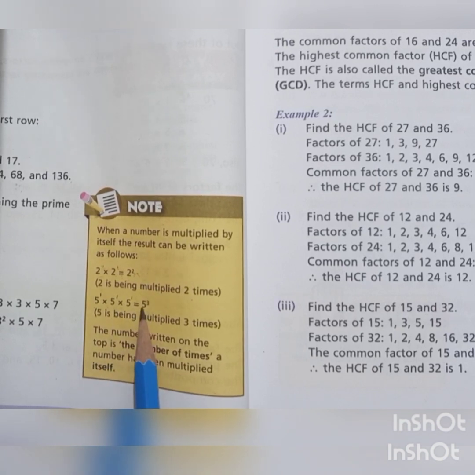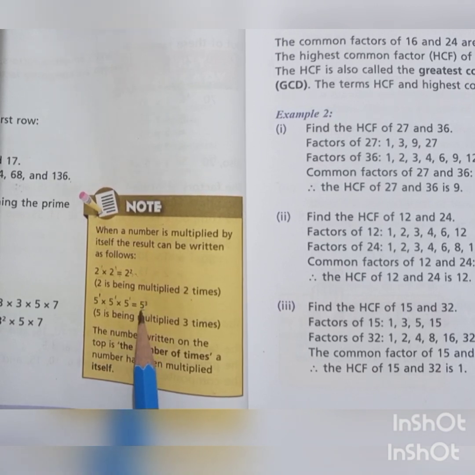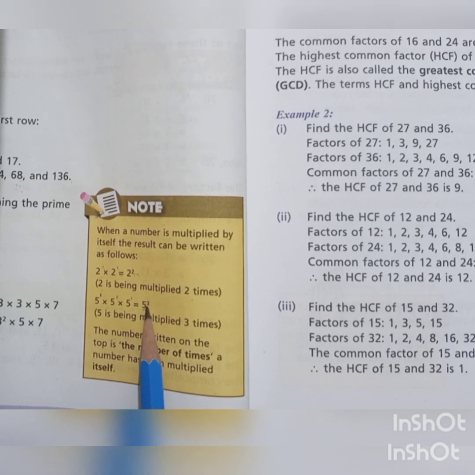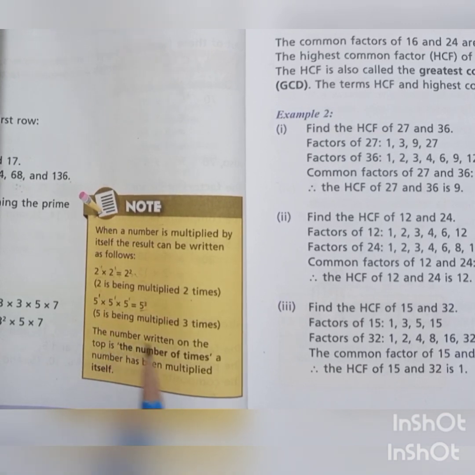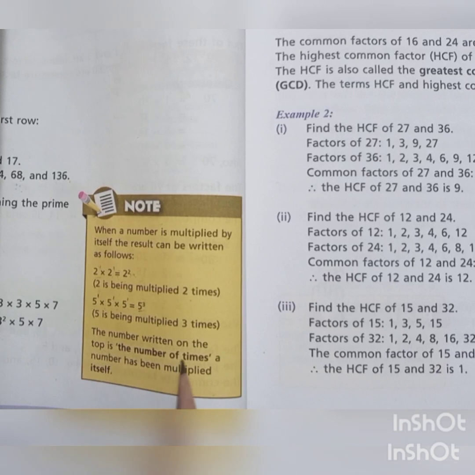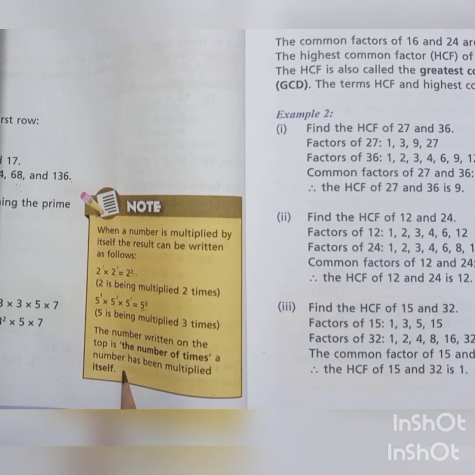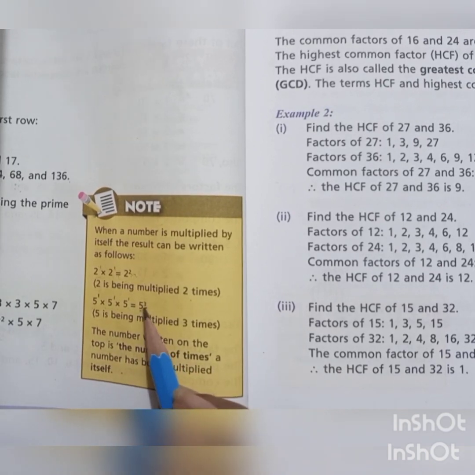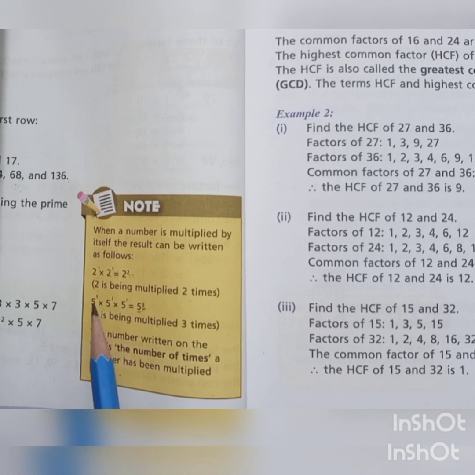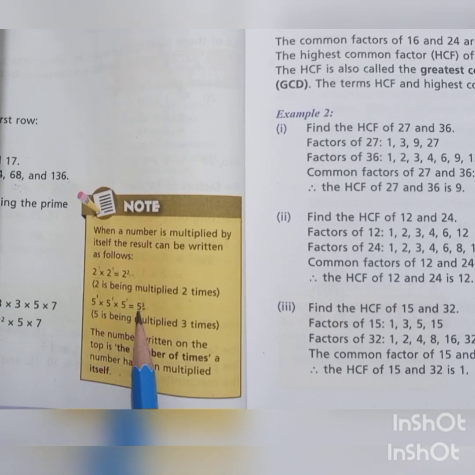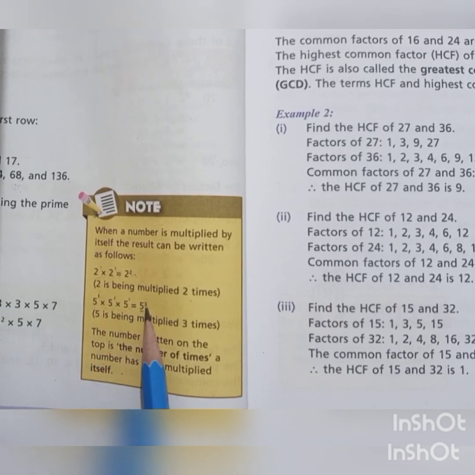We can also see that 5 raised to power 3 means 5 is being multiplied 3 times. The number written on the top is the number of times a number has been multiplied by itself. Students, the power 3 shows that the number 5 is multiplied 3 times. So instead of writing 5 3 times, we will write it just as 5 raised to power 3.